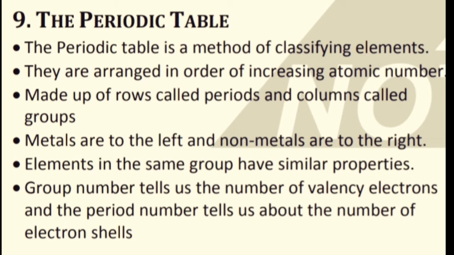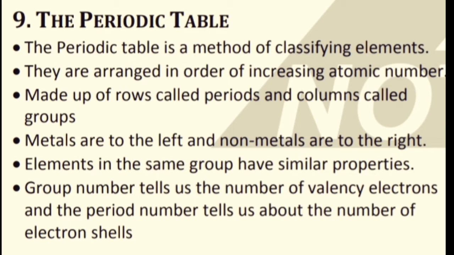Next, we have to discuss valency. Valency means the combining power of an element. Valency and group number are related. Look here in this periodic table, you can see group numbers 1, 2, 3, 4, 5, 6, 7, 8.